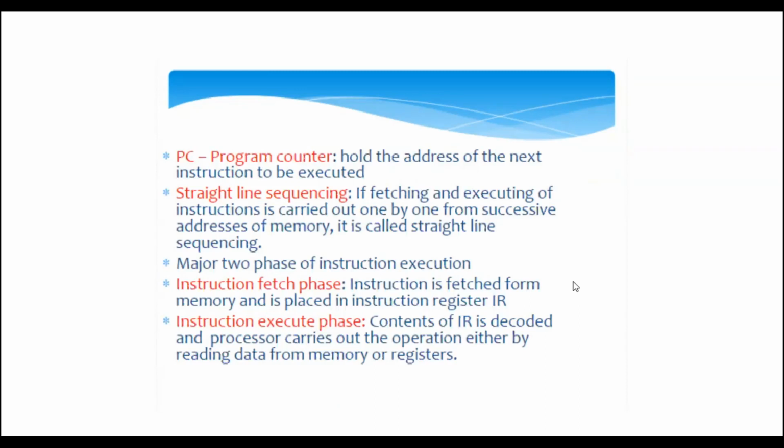So the two major phases of instruction execution. First, the instruction fetch phase. The instruction is fetched from memory and is placed in the instruction register, which is the IR. Second, the instruction execute phase. The contents of the IR are decoded and the processor carries out the operation either by reading data from memory or registers.